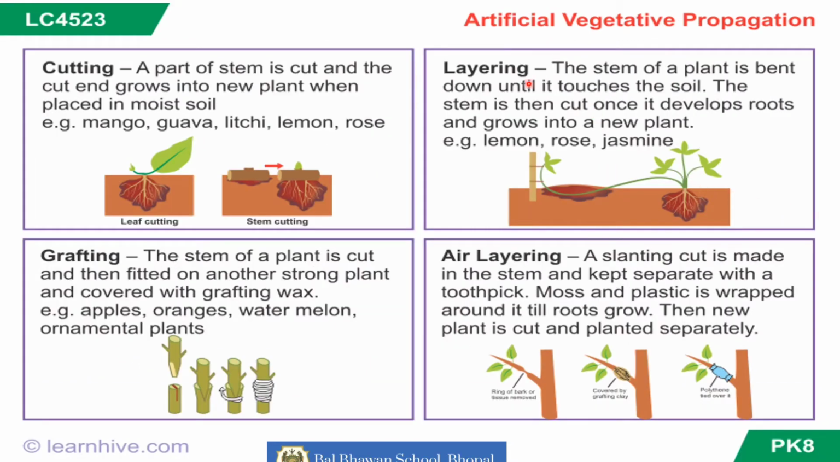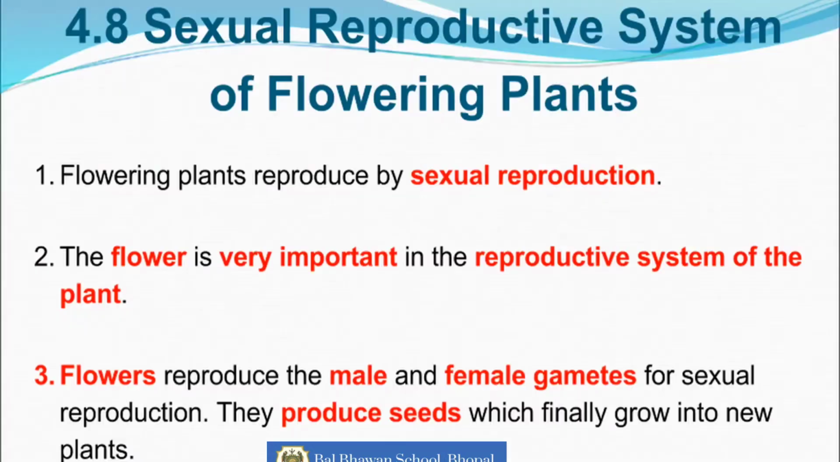Now, coming to artificial vegetative propagation. When vegetative propagation takes place by human interference, then that type of vegetative propagation is known as artificial vegetative propagation. We have cutting, grafting, layering, etc. as methods of artificial vegetative propagation.